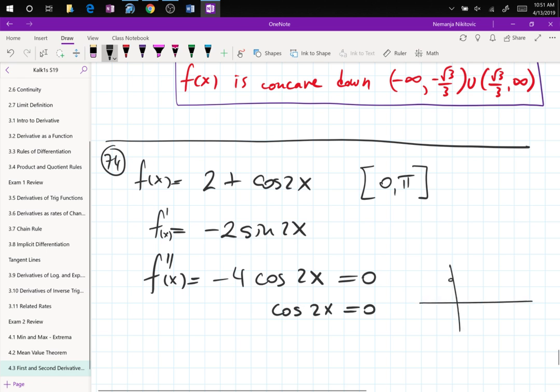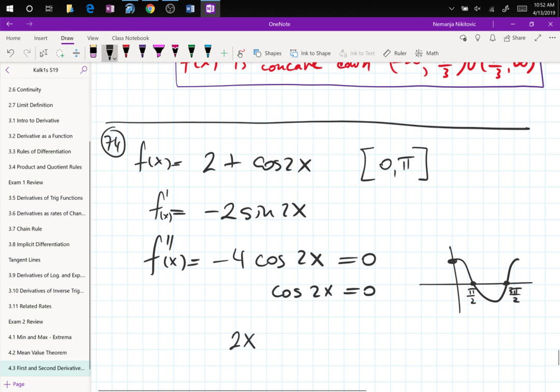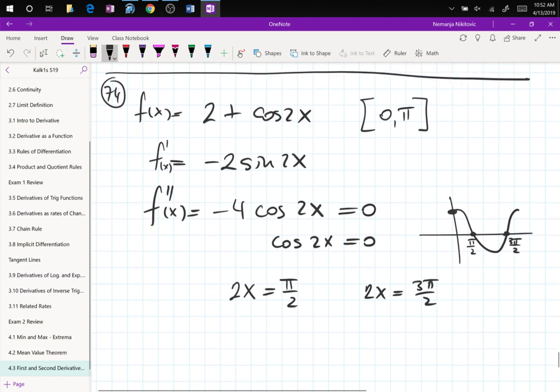So where is the cosine equal to 0? It's equal at pi over 2 and at 3 pi over 2. So 2x is equal to pi over 2, and 2x is equal to 3 pi over 2. When you divide both sides by 2, you get pi over 4, and over here you get 3 pi over 4. Both of these values are in 0 to pi, so we're good to go.